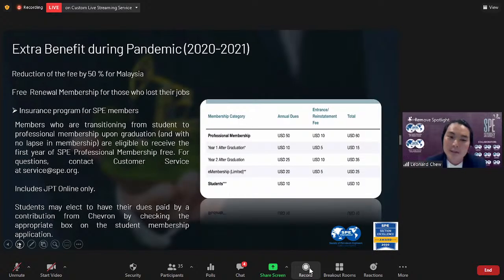So, professional membership, as I have explained in the earlier session, comes at a little bit higher price. And for our section, we are having some extra benefits for Malaysians, to list out 1, 2, 3, which will be shown in the next slide too. There will be a reduction of fee by 50% for Malaysians. Second, a free renewal of membership for those who lost their job. And thirdly, an insurance program for SPE members. And this is how the table of fees looks like after the benefit. And of course, moving on to the next slide.